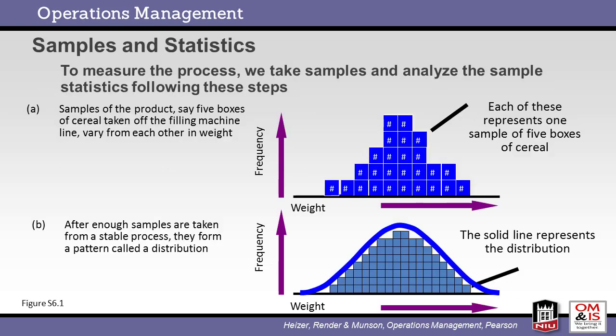To manage and control a process, we need to measure it. Samples of product produced on the production line are taken and measured. The measurement results are used to analyze the process.